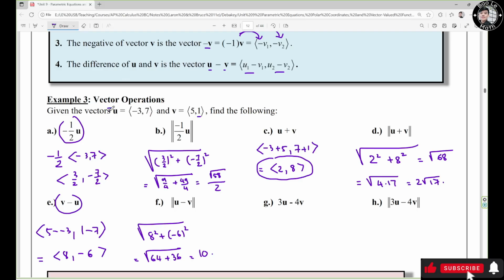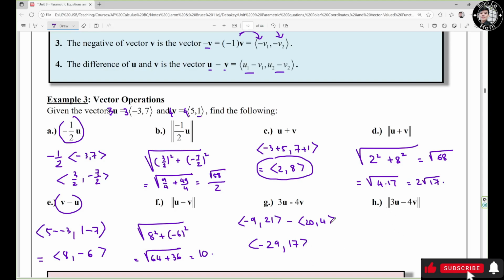Now question G, 3 times vector u minus 4 times vector v is right here, right? So if you multiply by 3, you need to multiply each coordinate of vector u by 3. Multiply each coordinate of vector v by 4, right? 3 times negative 3 is going to be negative 9. 3 times 7 is going to be 21, right? Subtract 4 times 5, which is going to be 20. 4 times 1 is going to be 4, right? Now negative 9 subtract 20 is going to be negative 29. 21 subtract 4 is going to be 17, right?